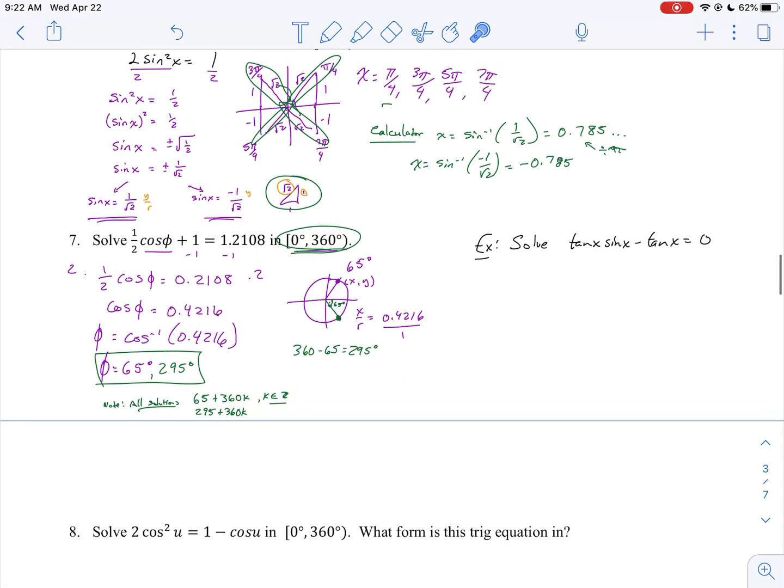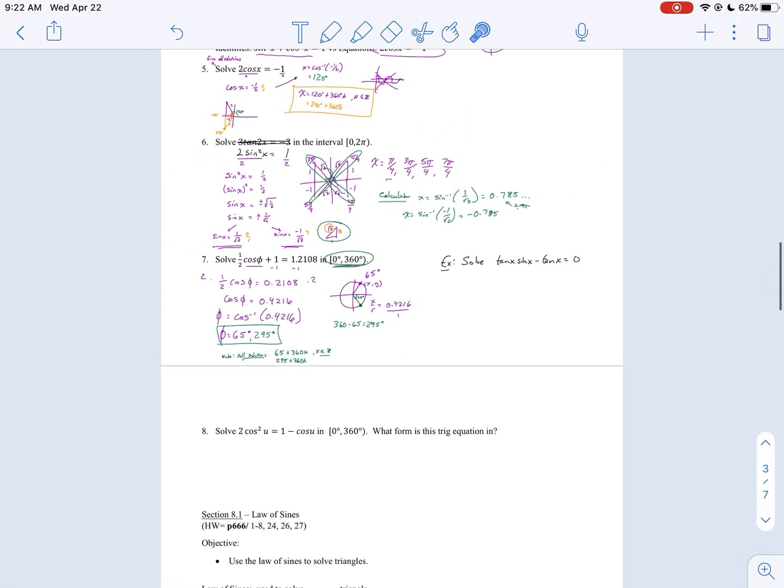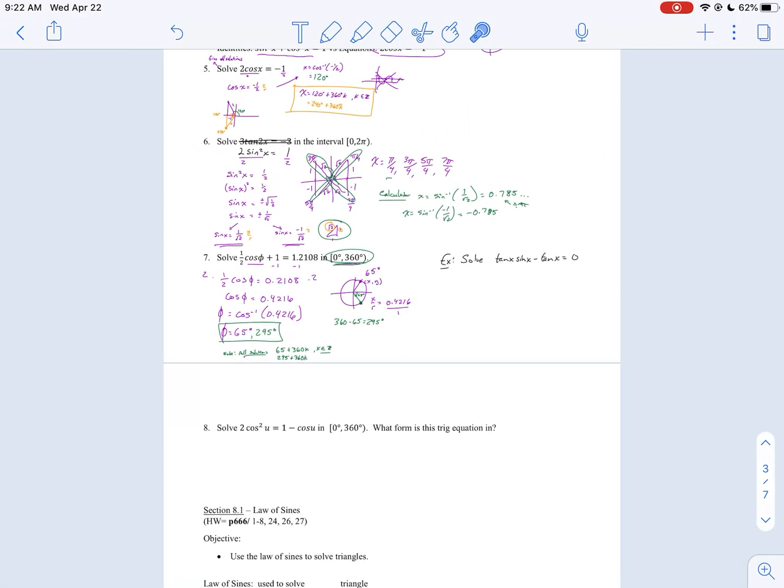So, quick summary, the strategy is similar no matter the problem. You're going to get the trig function by itself. Here we ended up with 2 answers. And then from there, we find one solution, and then we have to think through the circle and find either one other, or in this case, there were 4 solutions. And that's the conclusion for question 7.